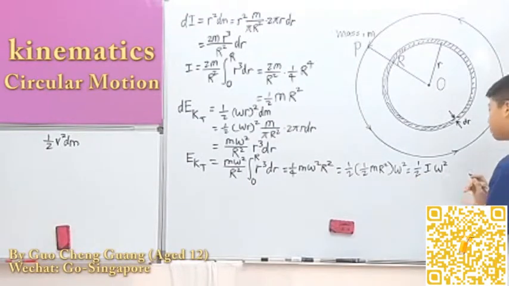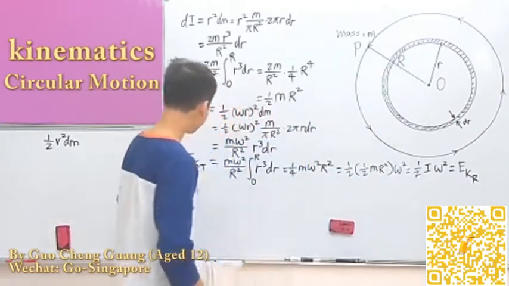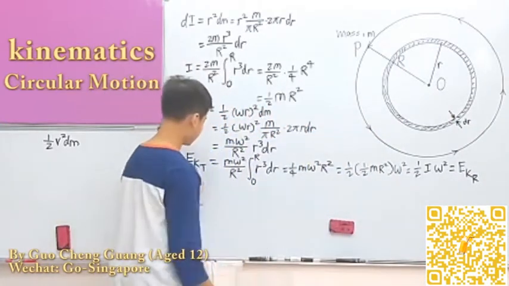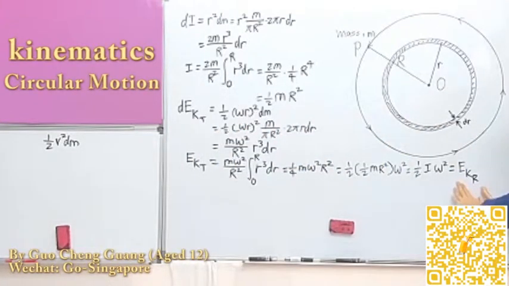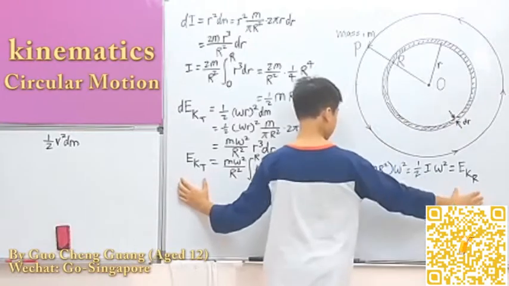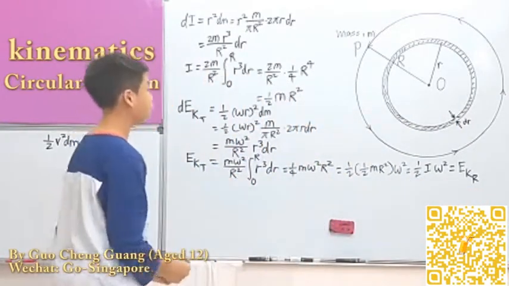But let's think again. What do we get in this part? If you can think of it, it is actually kinetic energy for rotation. So that means you have made this kinetic energy for translation into kinetic energy for rotation. So you have made these two parts equal, and they have become the same thing.